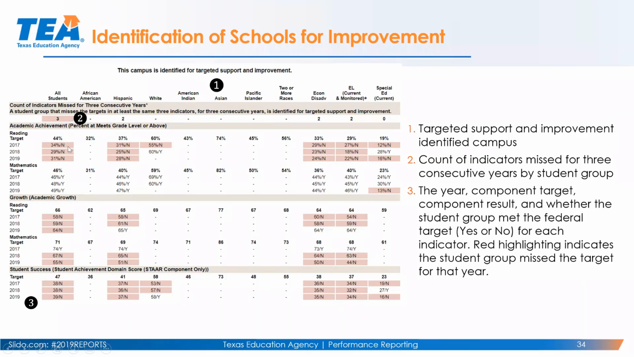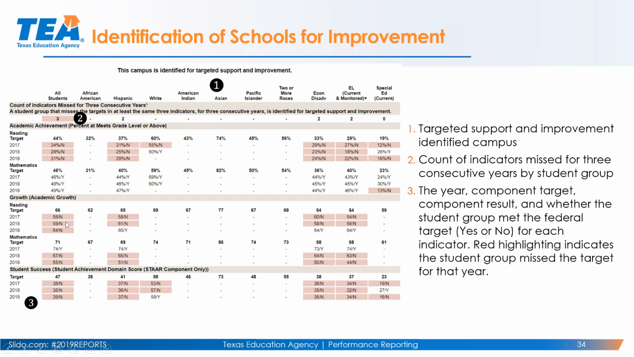This particular student group missed the target. They had scored a 34 in 2017, so no, they didn't meet the target. They had scored a 29 in 2018, so no, they did not meet the target. And in 2019, they had scored a 31, so no, they didn't meet the target. They missed academic achievement in reading for 3 consecutive years, so that's 1 indicator. Next, for growth for reading, they missed it in 17, 18, and 19. The cut point, or the target, was 66.